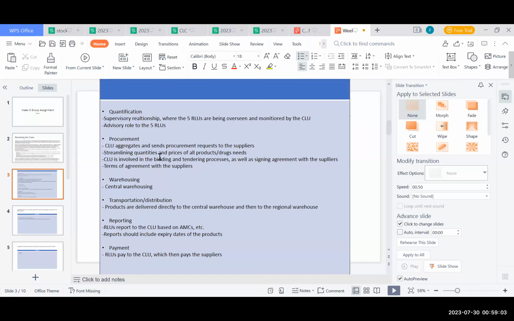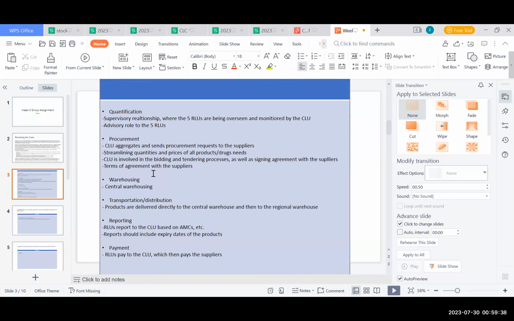Then under procurement, the central logistics unit aggregates and sends procurement requests to the suppliers. They also streamline the quantities and price of all products and drug needs from the regional logistics units, because we found out that if these quantities needed from the regional logistics units are aggregated and streamlined by the central logistics unit, we tend to get the best price, the best quality, and so on, just looking back at the advantages of the strategic procurement we talked about. And also the CLU is involved in bidding and tendering processes, as well as agreement signing with the suppliers.